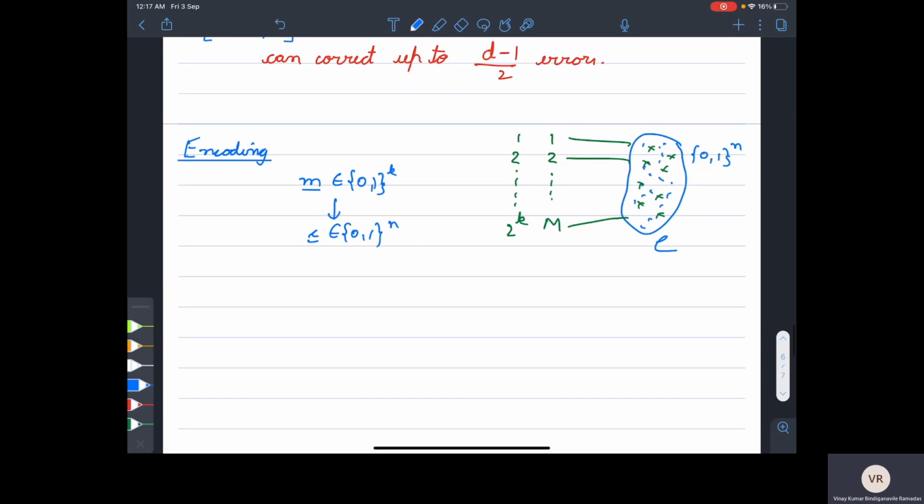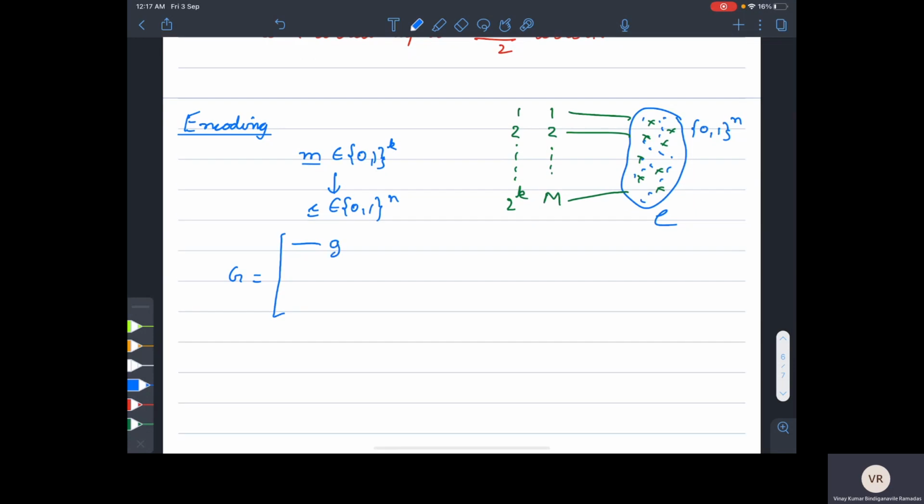So for this, we'll use what is called a generator matrix. What is a generator matrix? It is a k cross n matrix which is formed by using some basis vectors from C.